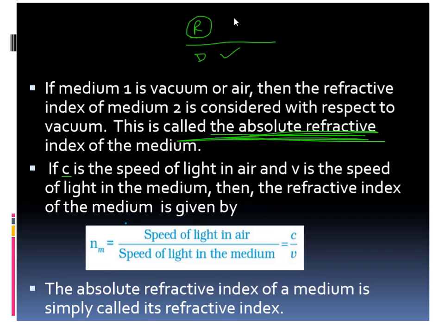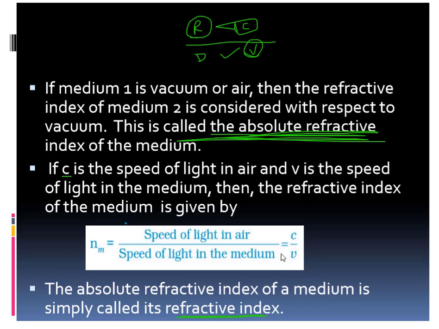over the speed of light in the medium. So here this is air and this one is a certain medium. If c is the speed of light in air and v is the speed of light in the medium, what will be the refractive index of this denser medium with respect to the rarer medium? It is c divided by v, that is the speed of light in the rarer medium to the speed of light in the denser medium. Okay, the absolute refractive index of a medium is simply called its refractive index.